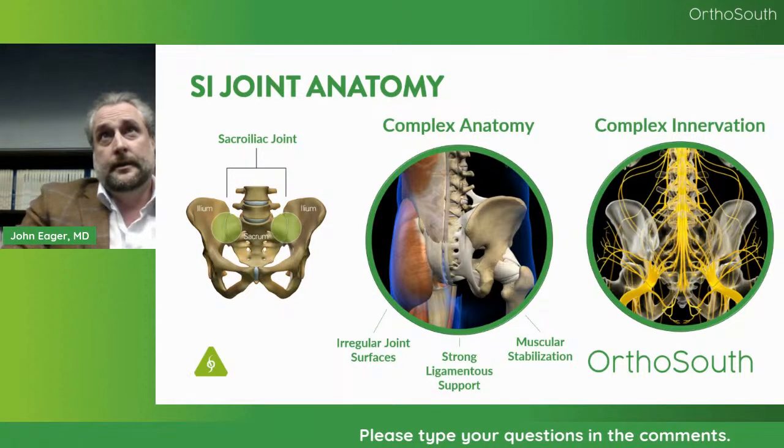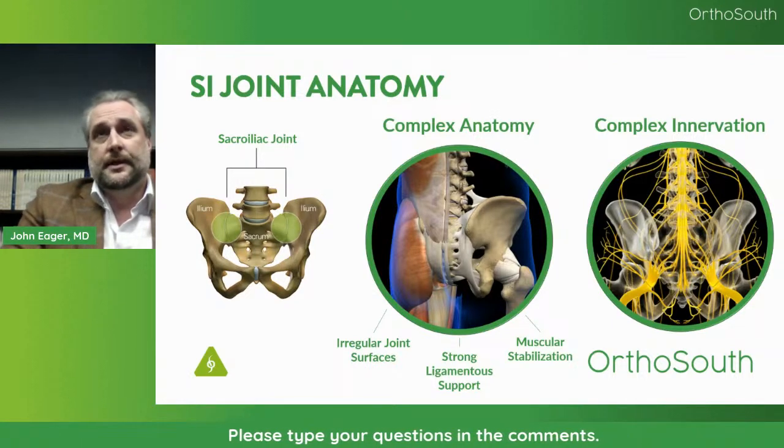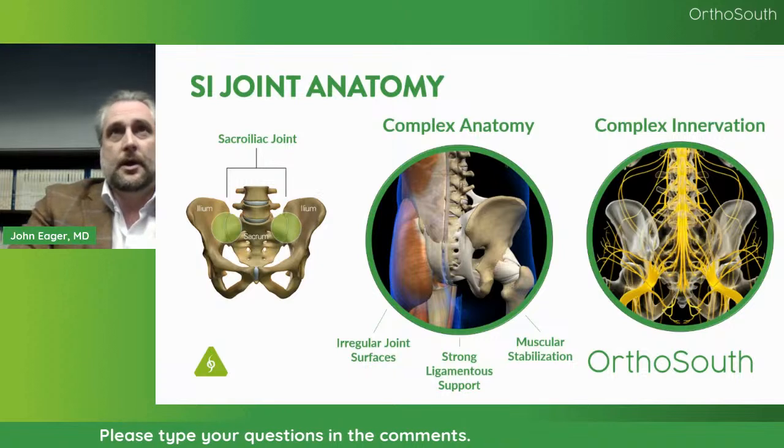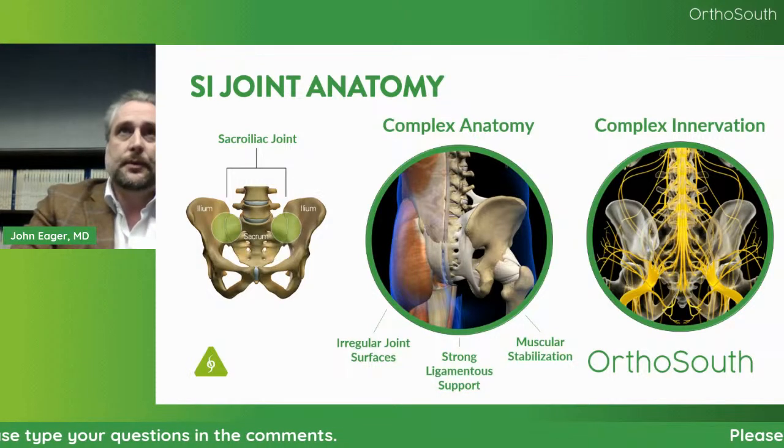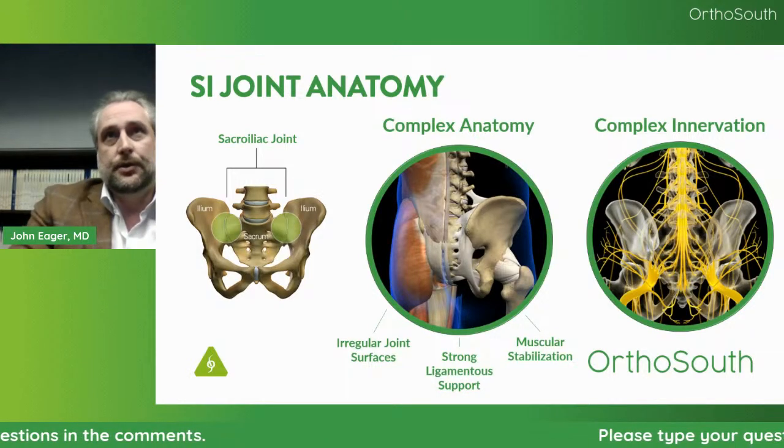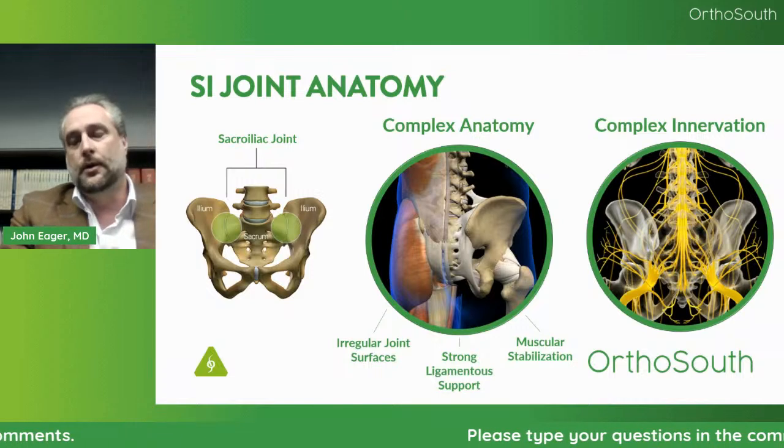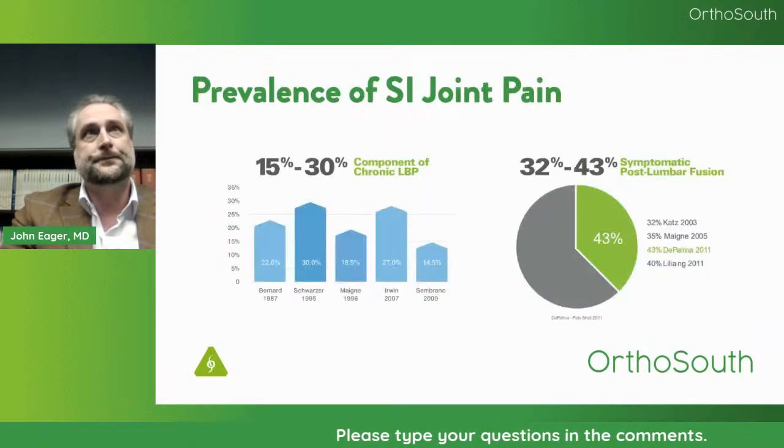On the far right, there's mention of complex innervation, and this is true. There's been multiple studies regarding the innervation of the sacroiliac joint, multiple nerves, and this leads to its variable presentation. And we'll go over that some later on.